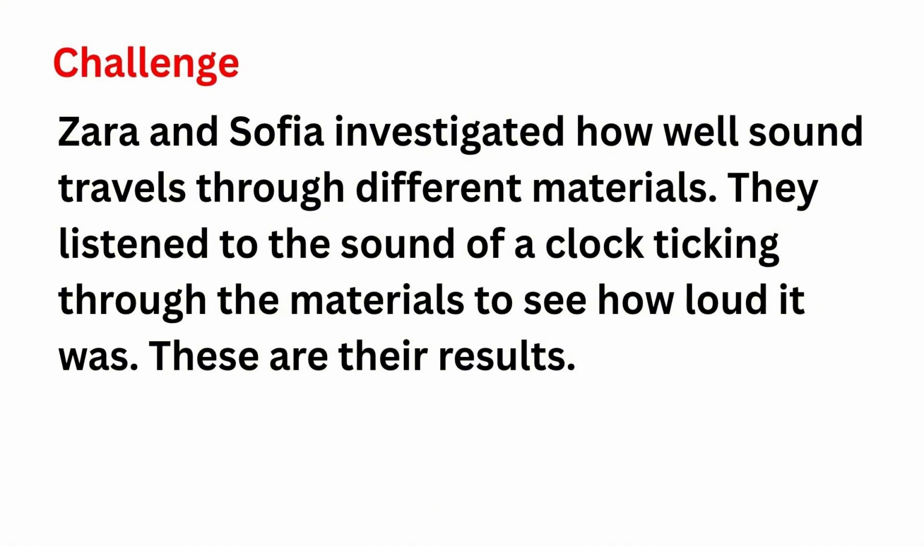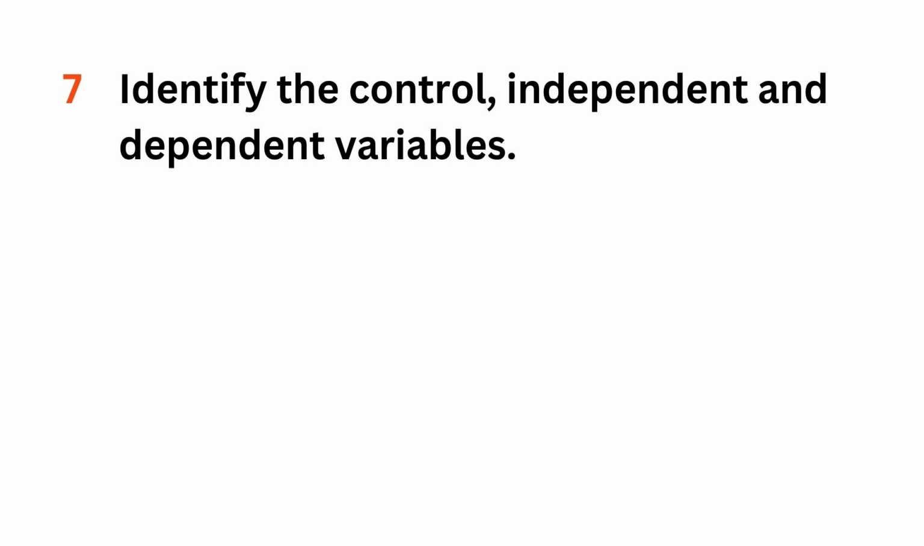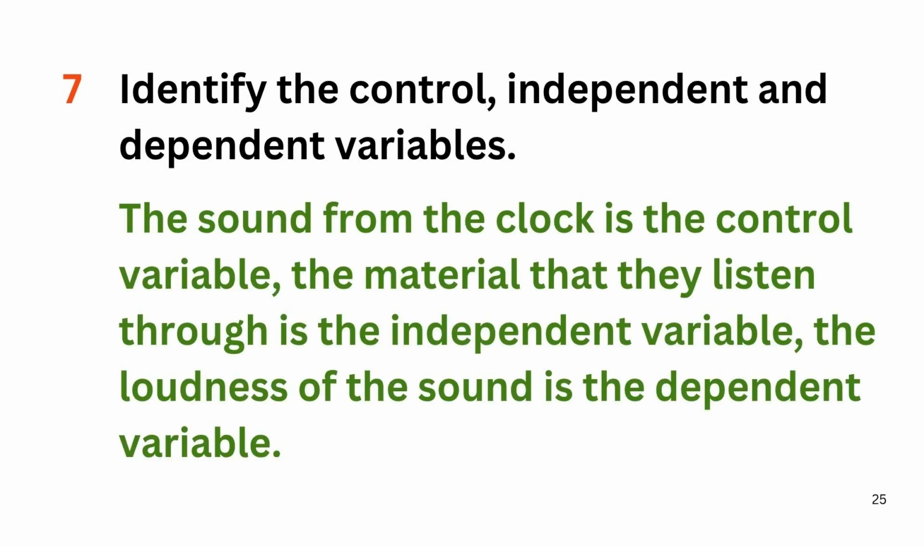Challenge. Sarah and Sophia investigated how well sound travels through different materials. They listened to the sound of a clock ticking through the materials to see how loud it was. These are their results. Question number 7. Identify the control, independent, and dependent variables. The sound from the clock is a control variable. The material that they listen through is the independent variable. The loudness of the sound is the dependent variable.